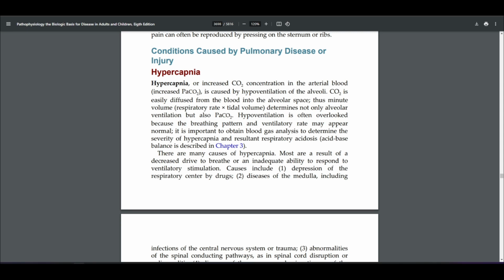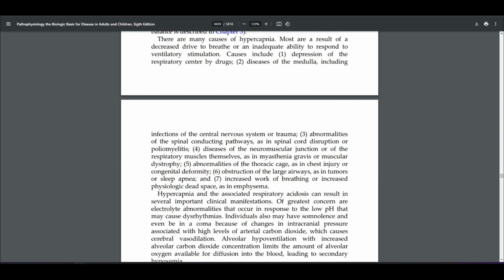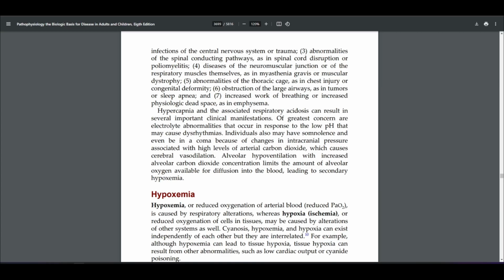There are many causes of hypercapnia. Most are a result of a decreased drive to breathe or an inadequate ability to respond to the ventilatory stimulation, such as depression of the respiratory center via drugs, diseases of the medulla, including infections of the central nervous system or trauma, abnormalities of the spinal conducting pathways, as in a spinal cord disruption or poliomyelitis, diseases of the neuromuscular junction or of the respiratory muscles themselves, as seen in myasthenia gravis or muscular dystrophy, abnormalities of the thoracic cage, as in chest injury or congenital deformity, obstruction of the large airways, like tumors or sleep apnea, and an increased work of breathing or increased physiologic dead space, like in emphysema.